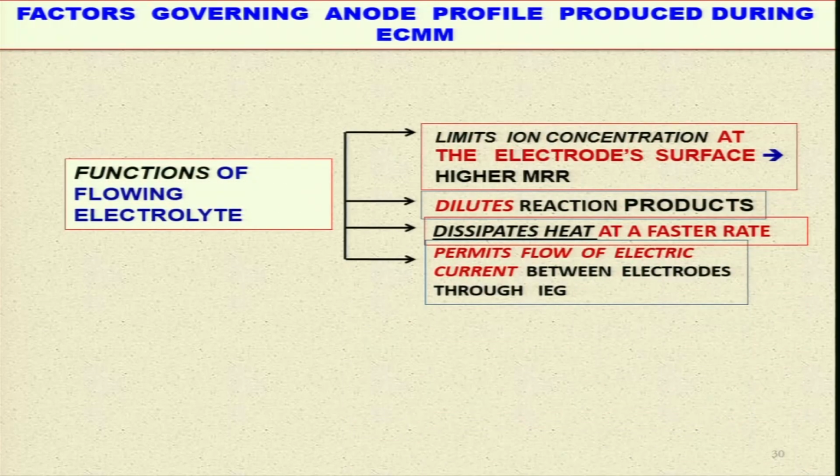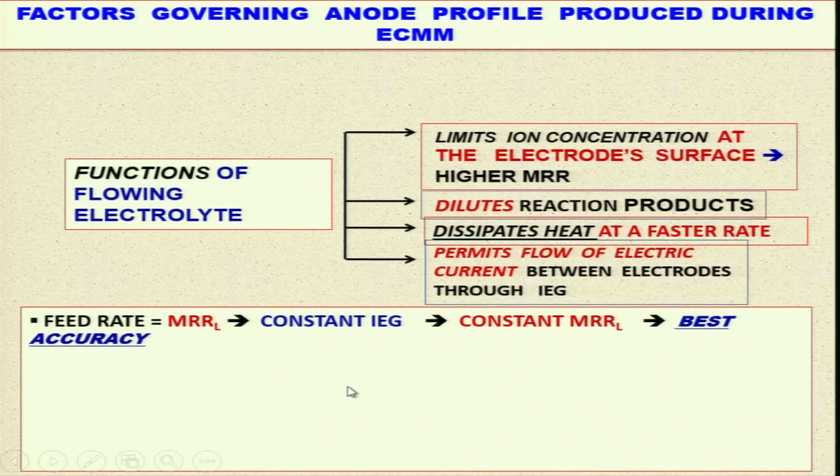Let us see what the functions of flowing electrolyte are. It limits ion concentration at the electrode surface, which will result in a higher material removal rate. It dilutes the reaction products so that the change in the electrolyte's electrical conductivity is minimum during the machining process. It dissipates heat at a faster rate, so that again the change in electrolyte conductivity is minimum, and it permits flow of electric current between electrodes through the inter-electrode gap.